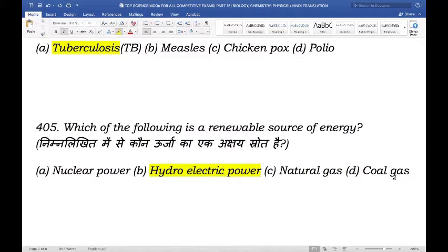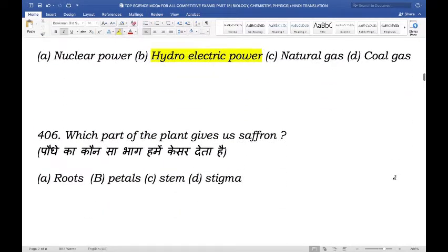Coal contains energy stored by plants that lived hundreds of millions of years ago in swampy forests.